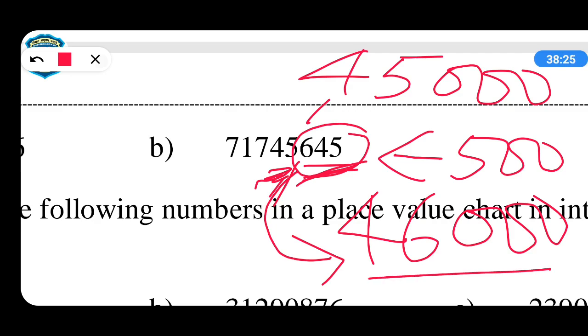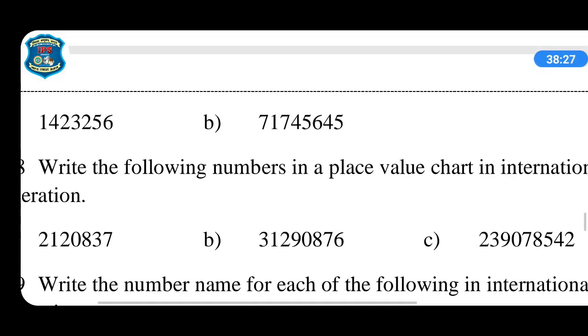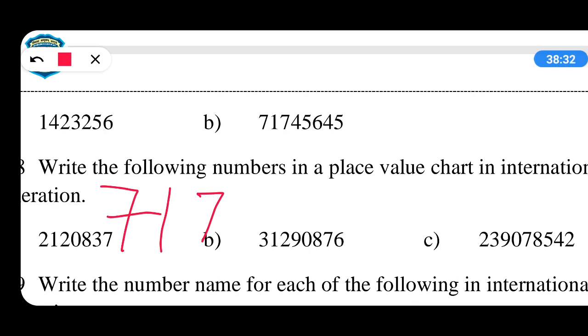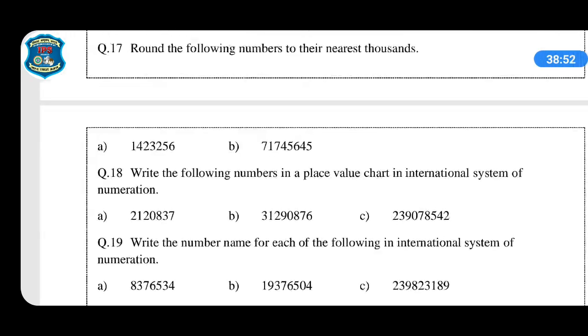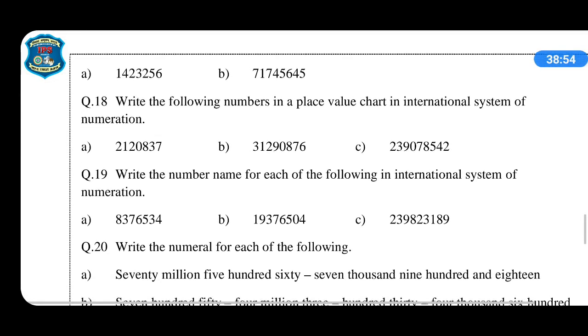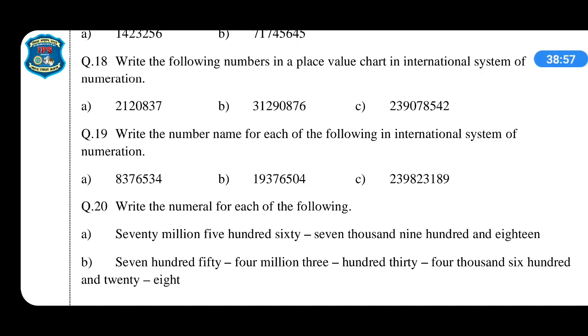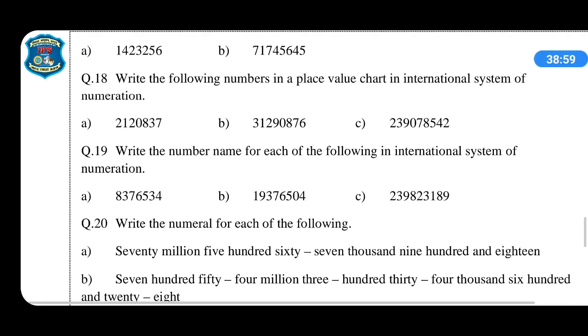So the complete number, what complete number you will get? You will get 717. Then instead of 45, you will get 46,000, right? So this is the number. So you will get 7,17,46,000, right? So it is the nearest thousand. Got it? Now see the question number 18.